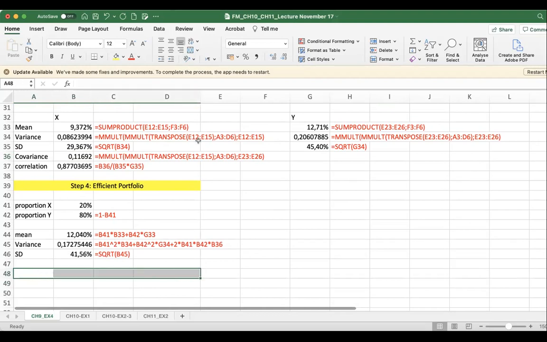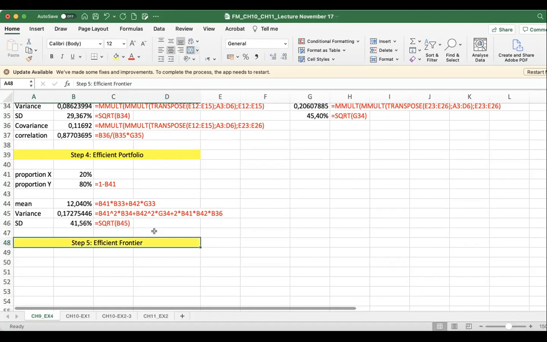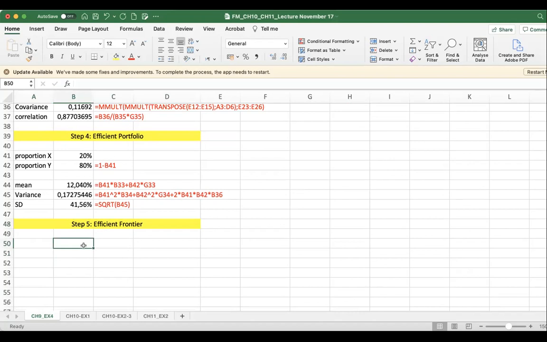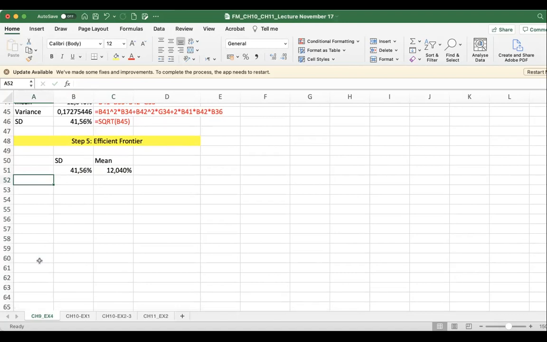So step 5, final step. Efficient frontier. Now we need the data table. Here's the standard deviation. Always start with the standard deviation because this is the x-axis, and then put the return or the mean on the y-axis. So standard deviation equals B46, and the mean is equal to B44. And then we can change our proportions. For example, we can start by maybe, I don't know, let's try minus 300%.